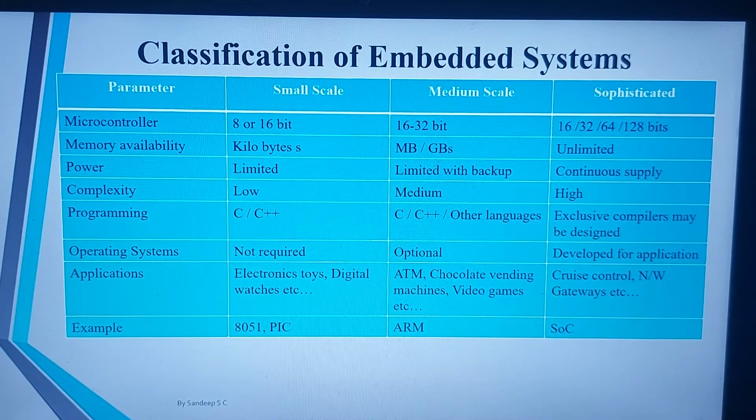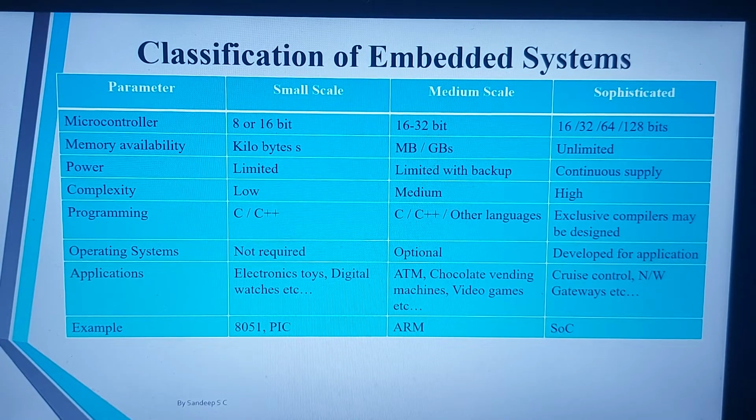So in a small scale embedded system, we use a microcontroller, which is usually of 8 or 16 bits. In medium scale, we go up to 32 bits. Whereas in sophisticated systems, multiple microcontrollers can be part of a single system, and each controller might be of a different bit width. So it's a very complex system.